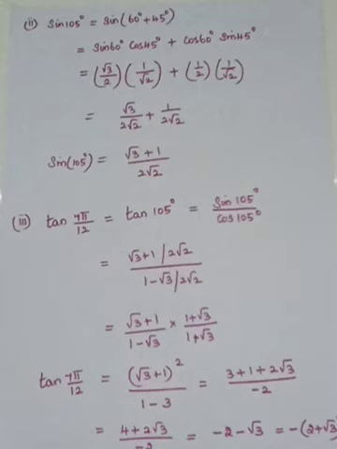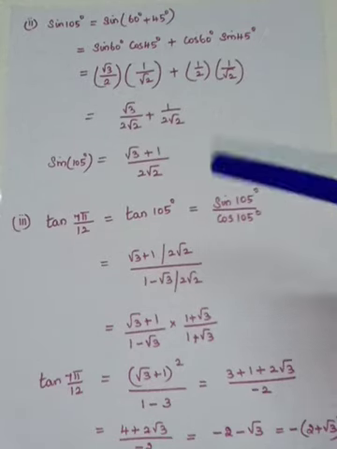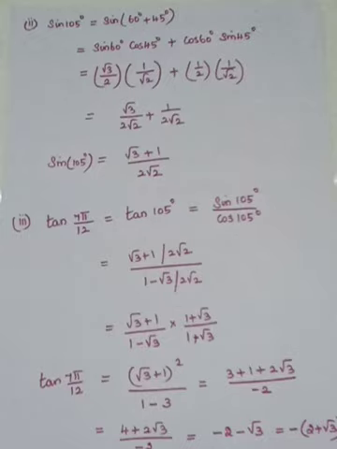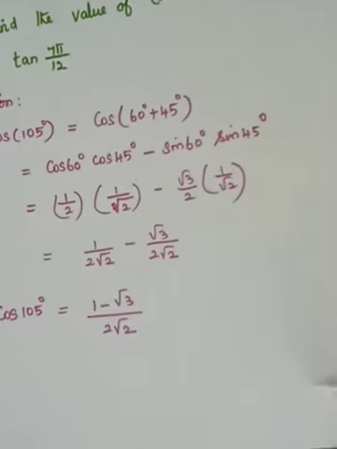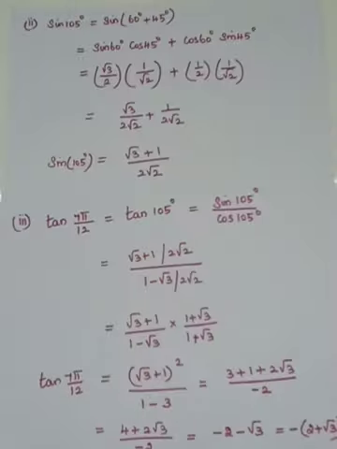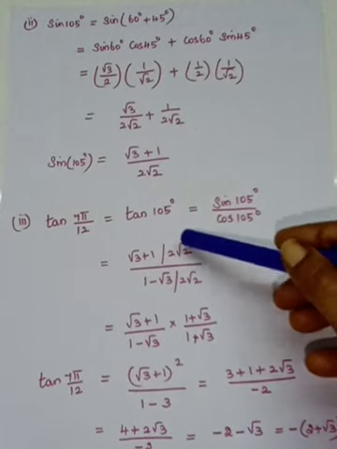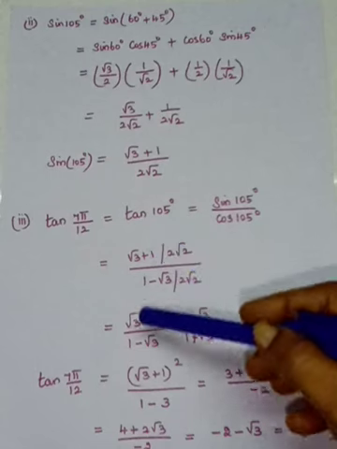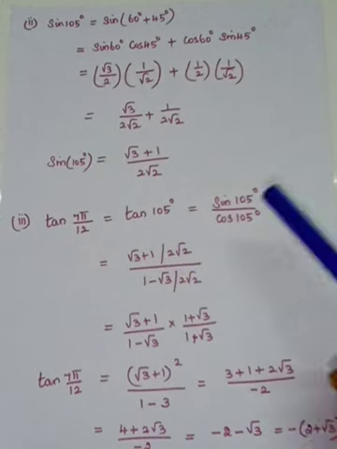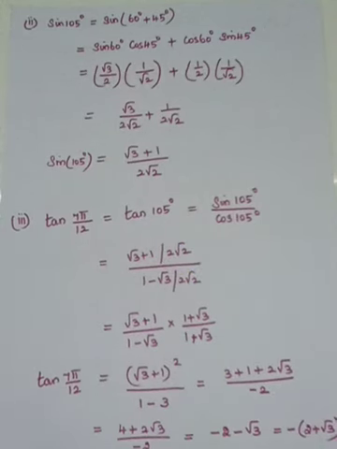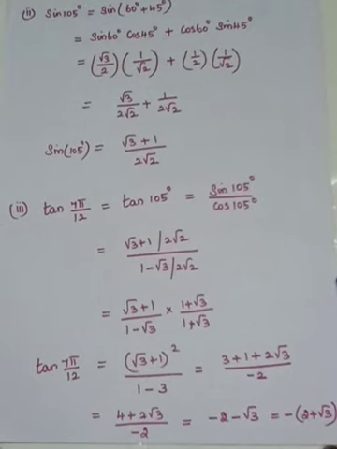So sine 105 degree we have found, yes or no? And cos 105 degree, it is in the first subdivision. What is it? 1 minus root 3 divided by 2 root 2. So it has to be substituted here. And this 2 root 2 gets cancelled. So you are left with root 3 plus 1 divided by 1 minus root 3. Okay, so what do we have to do?